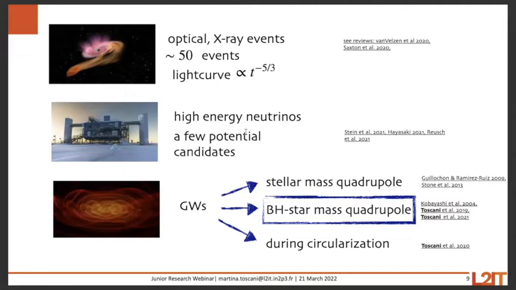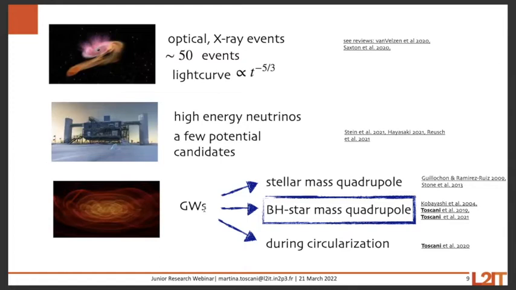Then we know that they can also emit from the later stages of the event. So at the same time, they also emit electromagnetic radiation. They can also emit high energy neutrinos. So far, there are a few candidates, like between 2 and 4, if I remember well, tidal disruption events observed with astrophysical neutrinos. And eventually, they also emit gravitational waves.